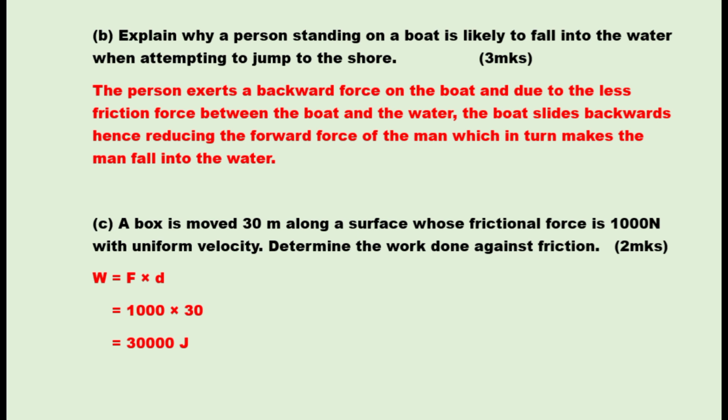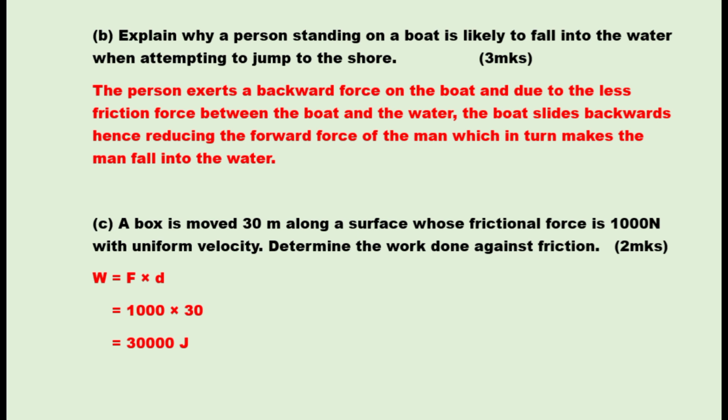So what we are saying essentially is, as the person jumps from the boat which is on the water, the boat will slide backwards because viscosity is less, friction in liquid is less. So the boat slides backwards, and that means the forward thrust of the man will be reduced. In other words, the man will fall into the water because as the boat slides backwards due to less friction between boat and water, even the forward push of the man will be reduced, making the man fall into the water. Let's go to part C, the very last question.